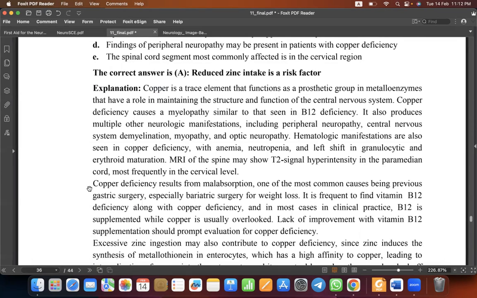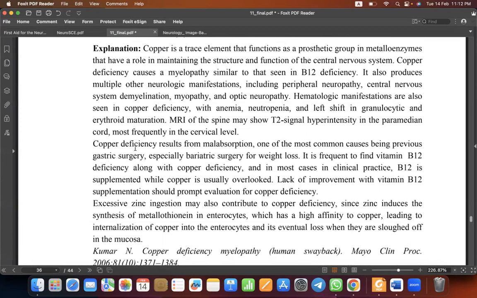So copper deficiency can result from malabsorption, most commonly due to gastric surgery and bariatric surgery for weight loss. Sometimes we treat the patient for B12 deficiency, but the patient is not corrected. So copper is particularly what we are overlooking. Lack of improvement after treating B12 deficiency should prompt evaluation for copper deficiency as well.